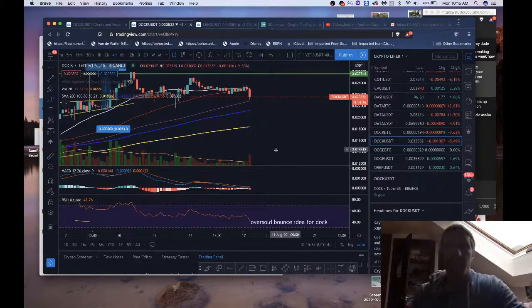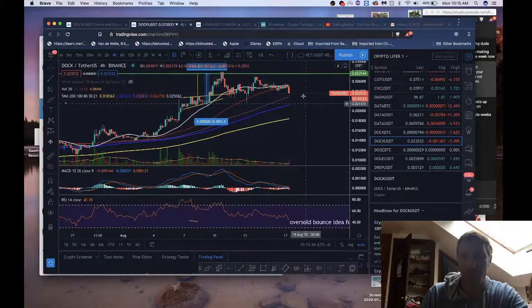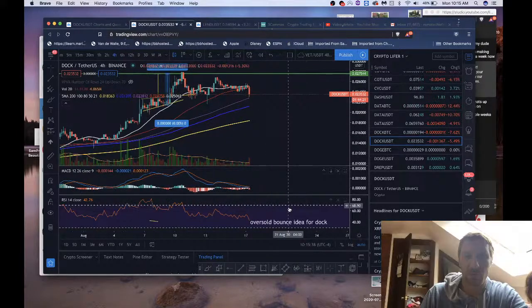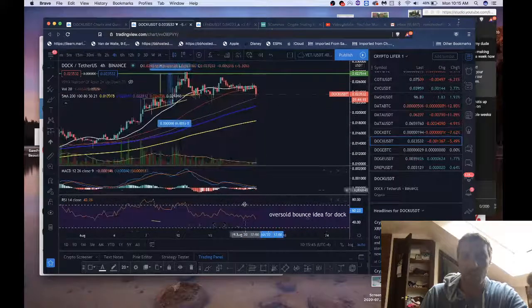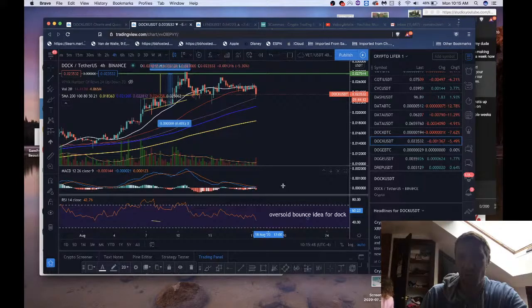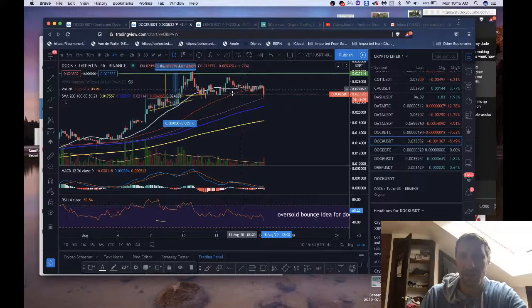Thank you. Thank you. So Doc right here, extremely oversold. Idea for Doc here. I feel like it's a good entry to get into Doc. You can see it getting low in the RSI. MACD cross coming, it kind of tanked the price down, brought it back down to the same support, which we almost have a bottom, almost like a triple bottom scenario here for Doc.